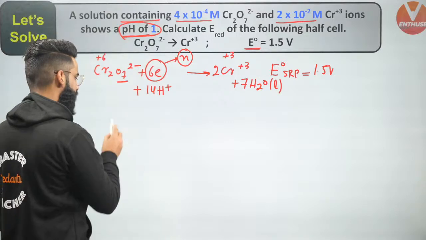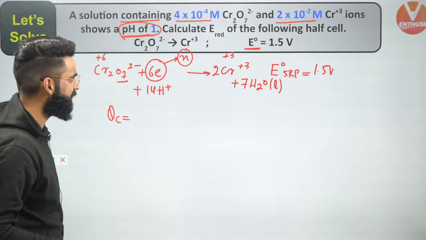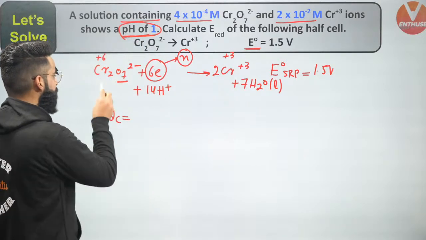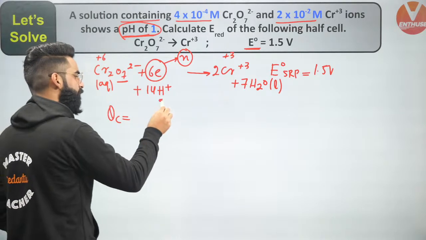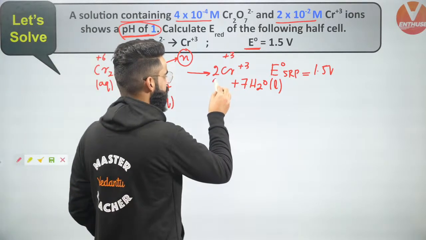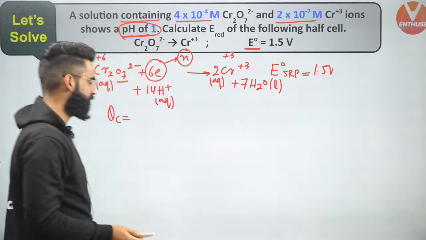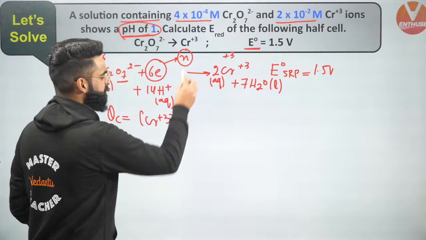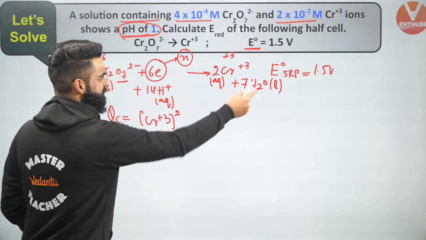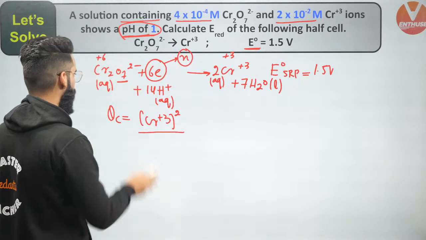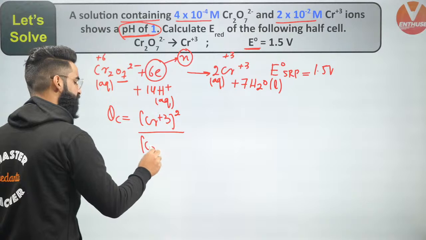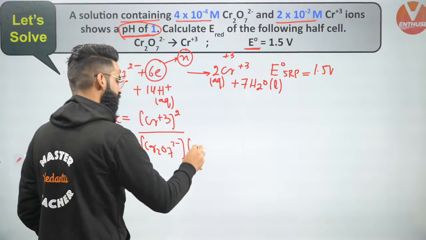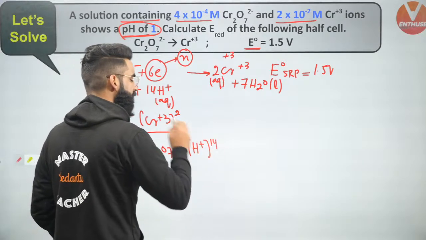Now, people, since I got the value of n, can I write the expression for Qc? I can, yes. This Cr3+ is in aqueous form, this Cr2O7 2- is in aqueous form, this H+ is one more ion in aqueous form, and this water right here is in pure liquid form. The Qc expression is simply going to be the concentration of Cr3+ raised to the power of its stoichiometric coefficient, divided by the concentration of Cr2O7 2- raised to the power 1, multiplied by the concentration of H+ to the power 14. Since water is a pure liquid, its active mass will be 1.